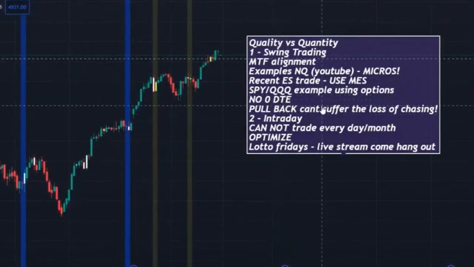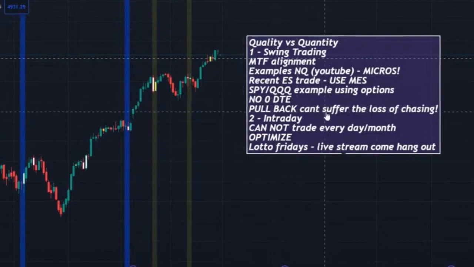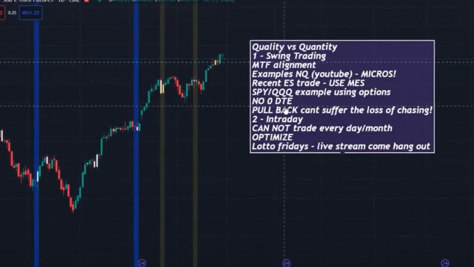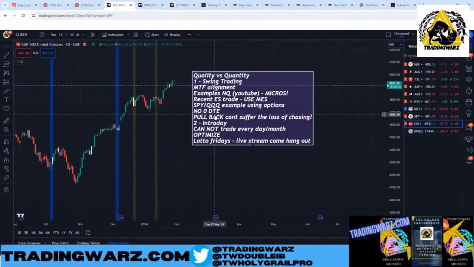If you're growing a small account, a lot of the time you can't suffer the loss of chasing. And when you do 0 DTE, it's very unforgiving. You can't play 0 DTE with a small account. Get cut too many times, you're dead. You're dead in the water.